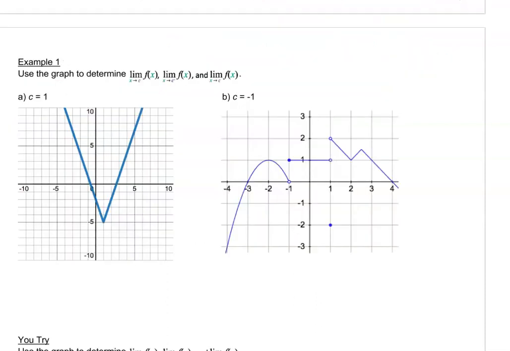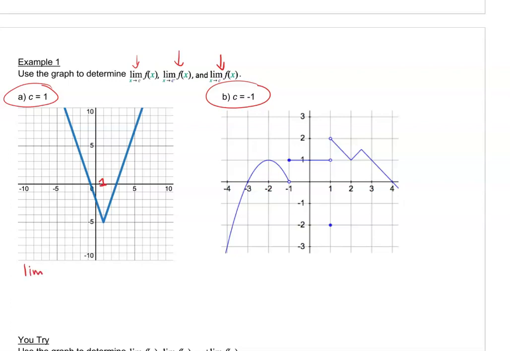Lastly, we're just going to finish up with some examples. So here we're given these graphs of these different functions, and we're given a c value for both of these. And we're asked to determine the limit as x approaches c from the right, the limit as x approaches c from the left, and then the two-sided limit if it exists. So in the first example here, c is 1, so that would be right here.